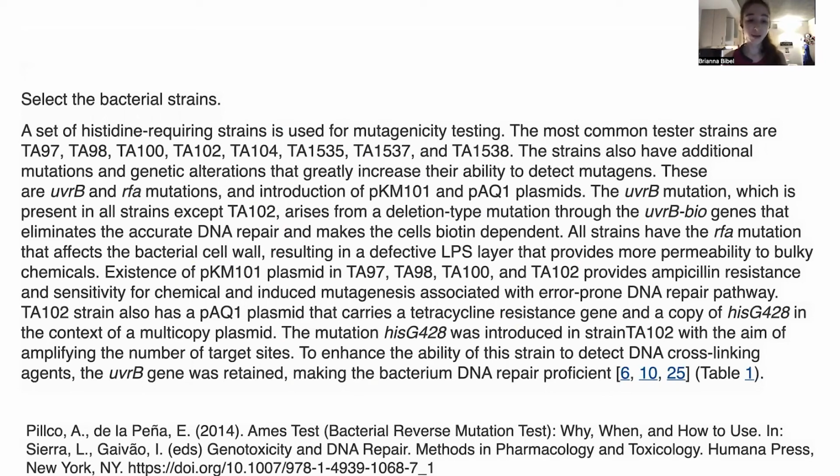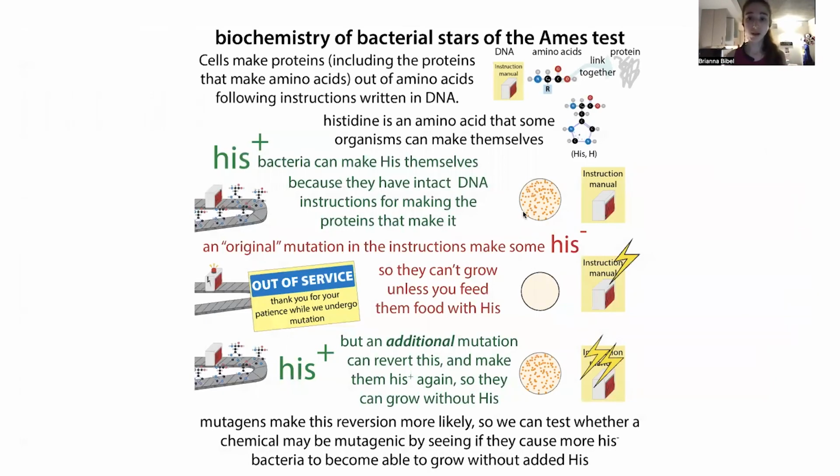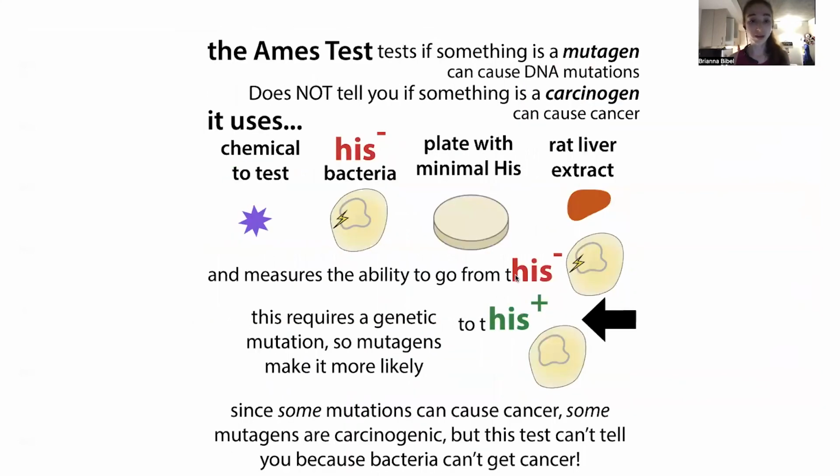Okay, so that's the basics of the Ames test. You take bacteria that are auxotrophic, so they cannot make histidine, and then you add a chemical and see if that chemical causes a reversion mutation that makes them prototrophic again, so that they can make histidine. If they can make histidine, then they can grow even if you don't feed them histidine. This allows you to see if something is potentially a mutagen, but not whether something is a carcinogen.